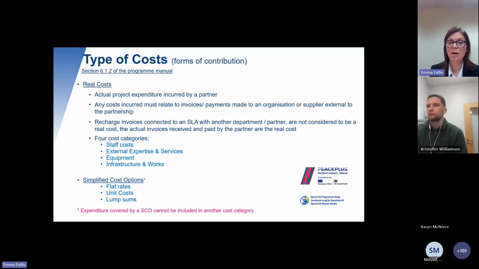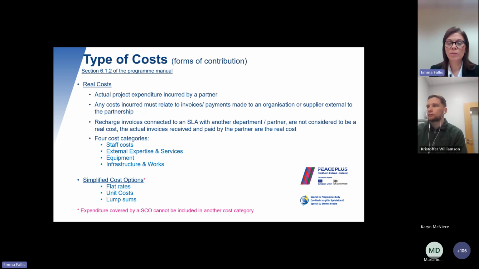Costs incurred must relate to invoices, payments made to an organisation or a supplier external to the partnership. So that's one of the key points that we need to make sure of: projects do not engage with a partner to undertake any project-related activity. You have to engage with an external supplier.